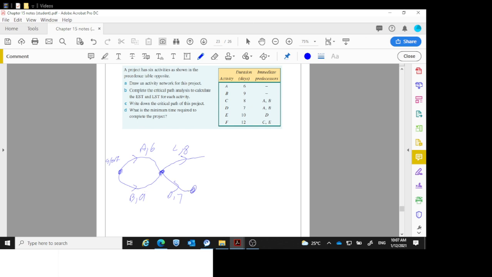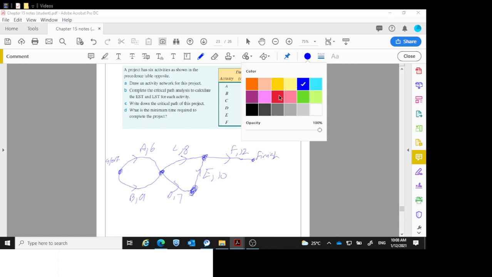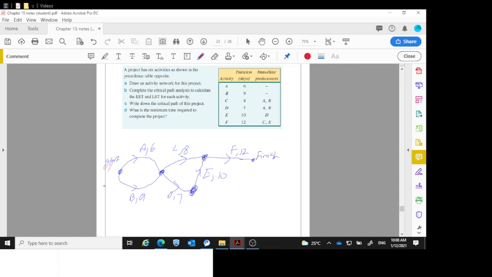D has to finish, and then C and E finishing. So I'm just going to go like this. I'm going to put it like this. There is my E, that is 10. And after C and E is F, which is 12. And there's my finish. Okay, complete the critical path. So because I know I've got to do everything, I'm just going to go like here. Right, 0 there, 0 there.